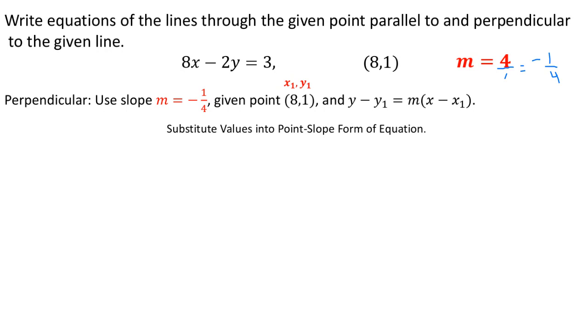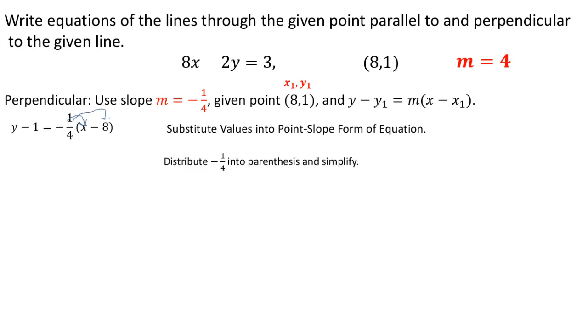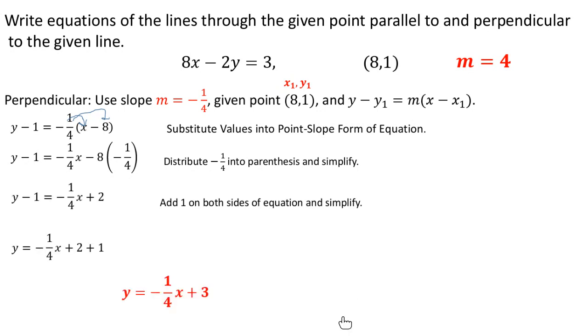Okay, so again, we're going to apply the same equation, the point-slope form, now that we have the slope and the point that we want to go through. So let's go ahead and plug them in. What we have is y minus 1 equals our perpendicular slope, negative 1/4, times x minus 8. We're going to distribute that negative 1/4, which gives us negative 1/4 x, and negative 8 times negative 1/4.